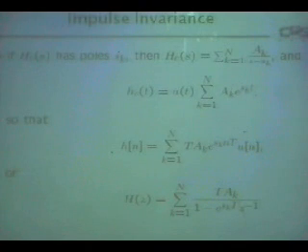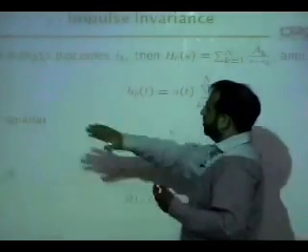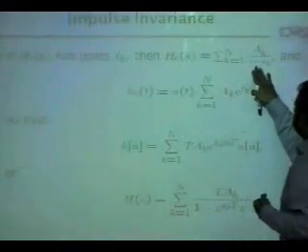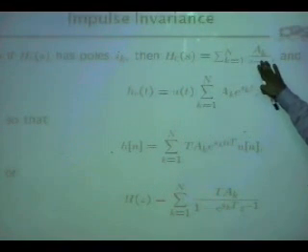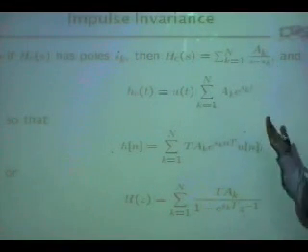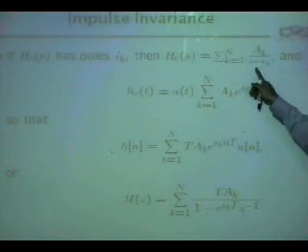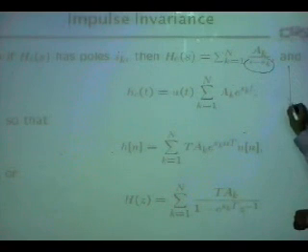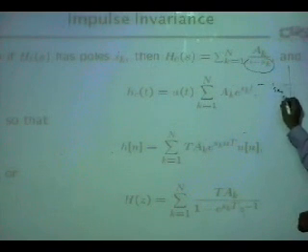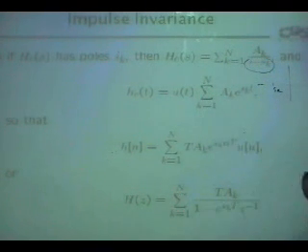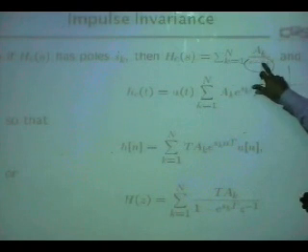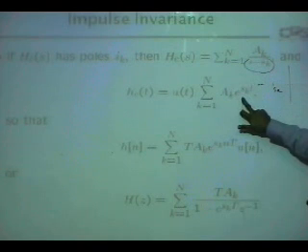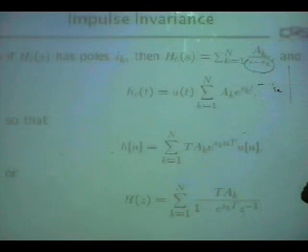This is the impulse invariance method. The method is simple: you have a transfer function Hc of s, you make a partial fraction expansion, convert all as we do in Z transform. Everything is 1 over s minus sk, and here sk is the pole, and usually sk is negative because it has to be on the left hand side of the s plane. Then its inverse Laplace transform is this exponential e to the power sk t.